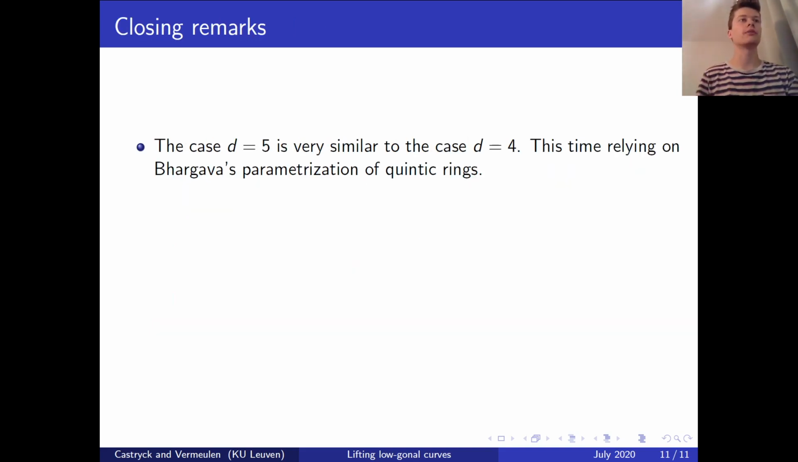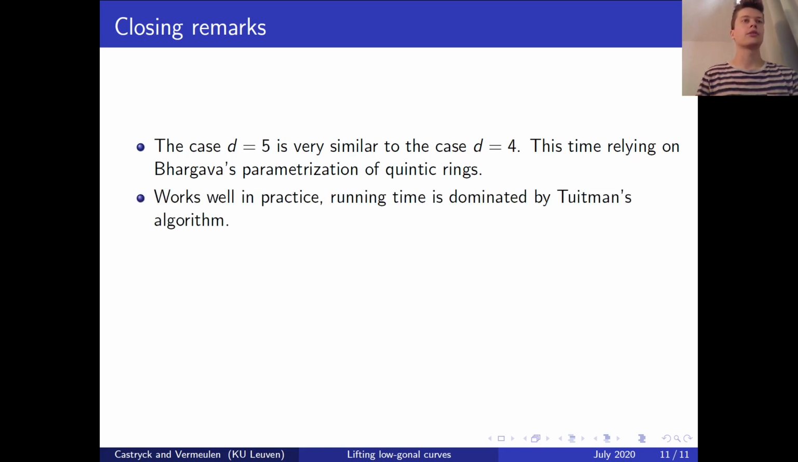So finally, let me end with some closing remarks. So we also did the degree 5 case, which you can find in our article, but I didn't include it here due to time. And also it's very similar to the degree 4 case. And this time you will be relying on Bhargava's parameterization of quintic rings, which is again more involved than the degree 4 case, but still possible. Secondly, I want to say that our algorithm works well in practice, especially if you combine it with Tuitman's algorithm. But I should say that the running time will always be dominated by Tuitman's algorithm, simply because computing zeta functions of curves is way harder than computing these nice models of the curve.